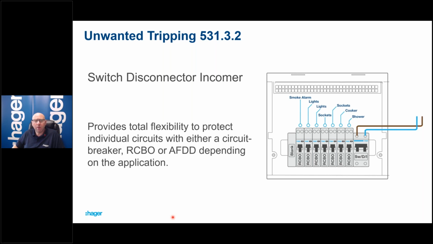Here's an example with RCBOs on. This is where we've got a switch disconnector, so there's no RCD protection built into the actual unit. You're providing that with the devices you install. In this example, it's RCBOs, and this meets that indent that talks about using RCBOs, that they are particularly useful for combating unwanted operation, nuisance tripping, that kind of thing. We're seeing a lot more of these types of consumer units being selected now.